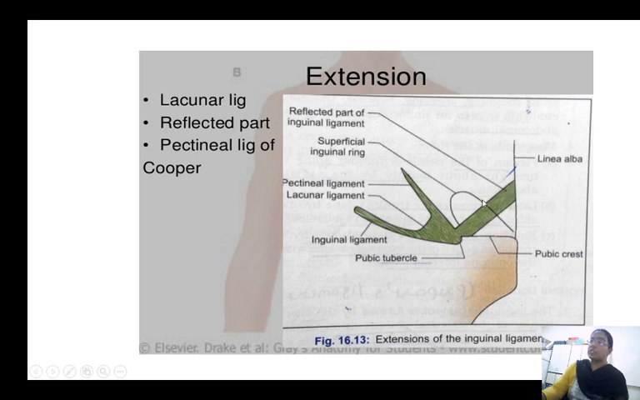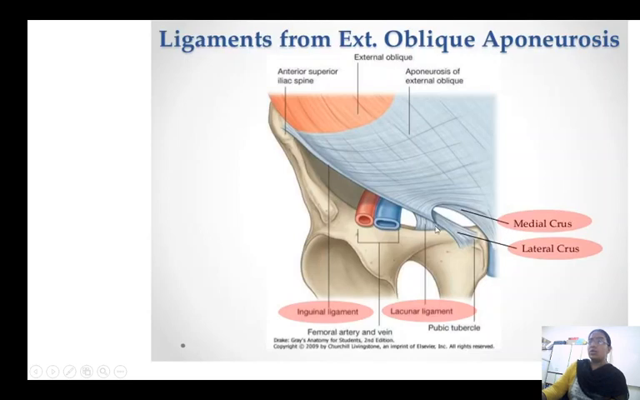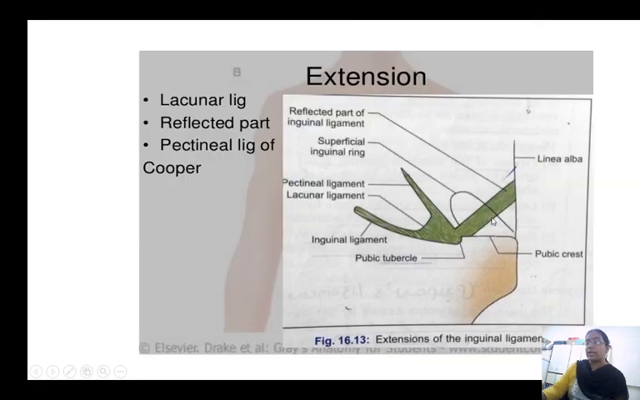So this is the superficial inguinal ring. Some of the fibers of the inguinal ligament are attached to the pubic tubercle. Some of the fibers attached to the pubic tubercle extend upward, forward and medially and get attached to the linea alba, forming the reflected part of the inguinal ligament.